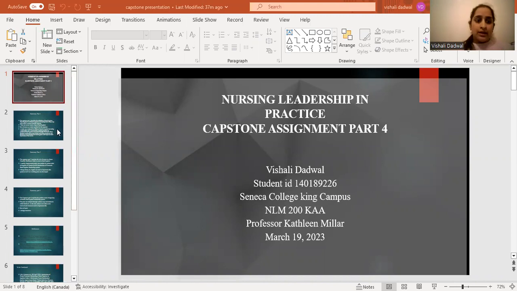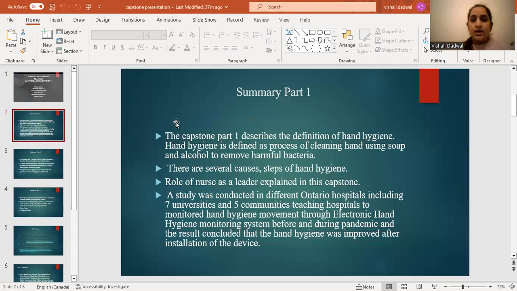So, in the first slide, I explain the summary of my Part 1 capstone. In the Part 1 capstone, I describe the definition of hand hygiene. So, what is hand hygiene? Hand hygiene is the process of cleaning our hands with soap or an alcohol rub to prevent ourselves from any type of infection, such as nosocomial infection or any hospital-acquired infection.